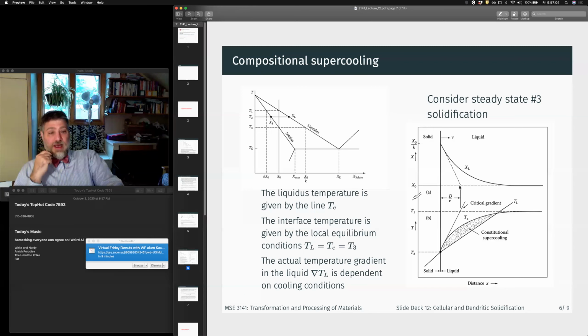If my thermal gradient is really steep, meaning I have really good heat flow, I'm sucking heat out of this really, really well, then I can keep a planar solidification front. If I can't get the heat out fast enough, then I'm going to get dendritic growth.